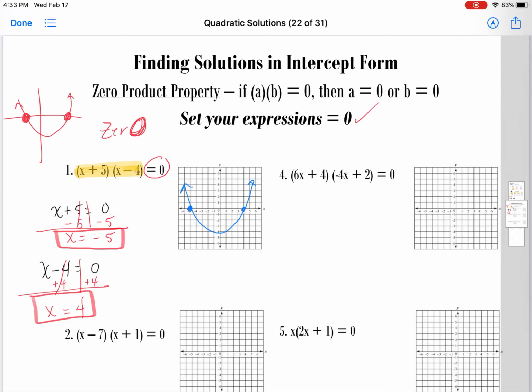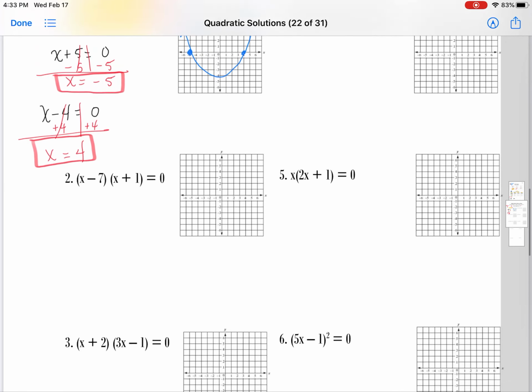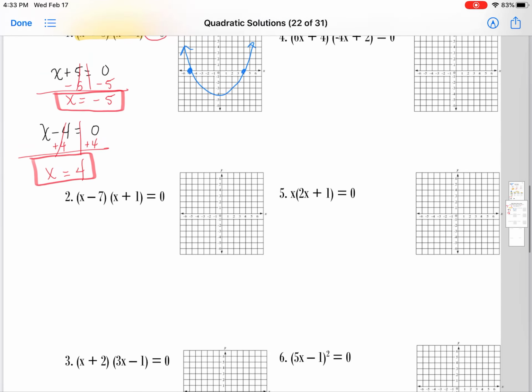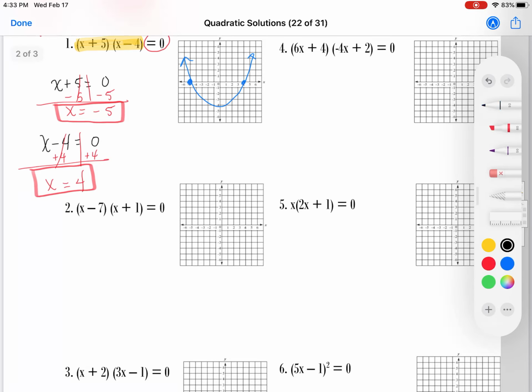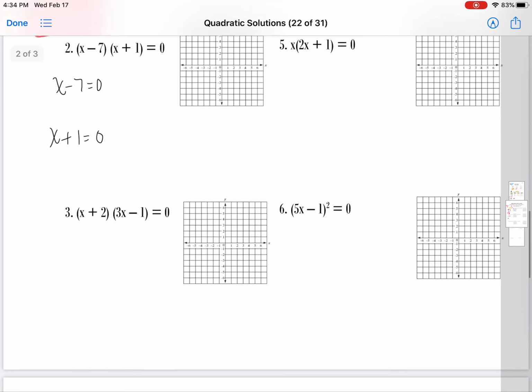We take both pieces and we set them equal to 0. When you're ready, go ahead and try the same thing with number 2. All right, so once you're ready with number 2, you should have x equals 7 and x equals negative 1. Not too bad. Let's move to number 3.